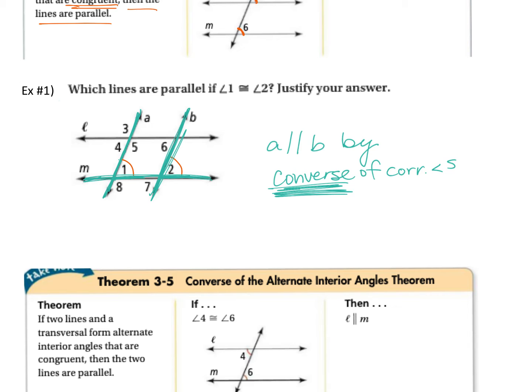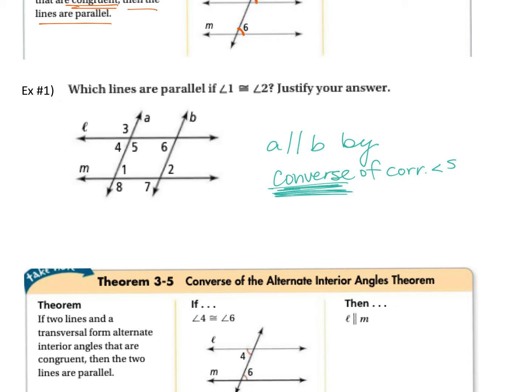Okay, so on that idea, let me give you a different set of information real quick. You don't have to write this down. It's the same thing. I just wanna see if you can see it now. Let's say I told you that angle 5 was congruent to angle 8. Which lines are parallel then? L and M. That would be L and M because 5 is here, 8 is here. So that's L parallel to M with a transversal of A, right? By the converse of corresponding angles.